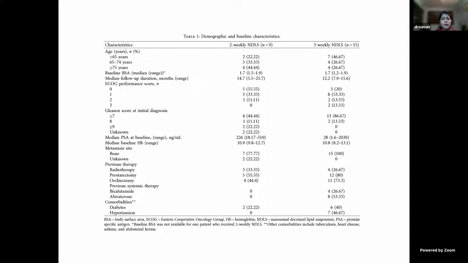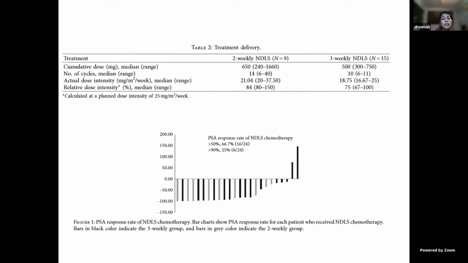They compared 2 weekly regimens versus 3 weekly regimens. Here, the cumulative dose achieved was about 650 mg in the 2 weekly and 500 mg in the 3 weekly. And if you look at the dose intensity, 84% maintained it in the 2 weekly and about 75% maintained it in the 3 weekly. And you can actually look at the response rates.